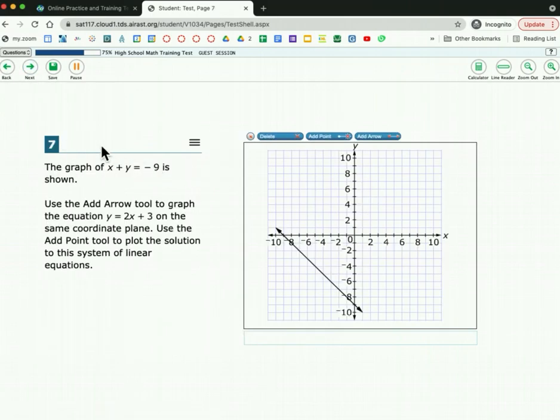All right. This one says the graph of x plus y equals -9 is shown. That's this one here. Use the add arrow tool, so this one right here, to graph the equation y equals 2x plus 3 on the same coordinate plane. So I'm going to graph 2x plus 3. Remember, my 3 is my y-intercept. So up 1, 2, 3. Put a point there. And then it's up 2, over 1, right?